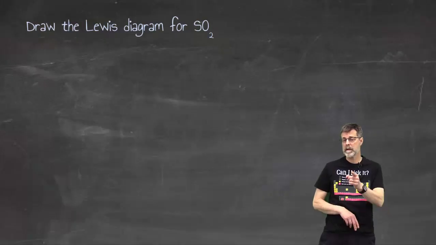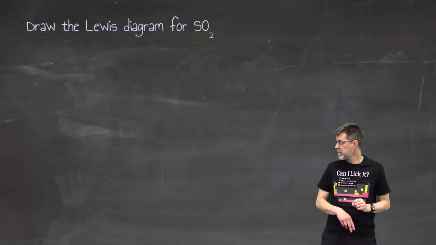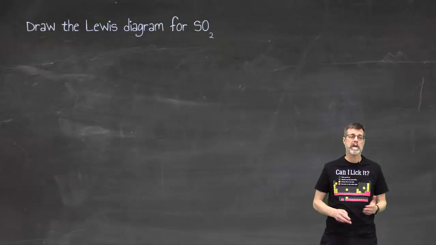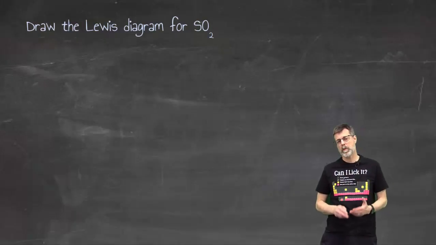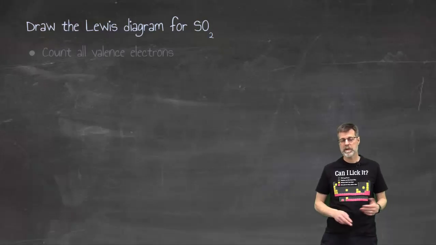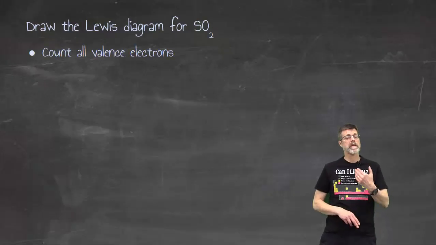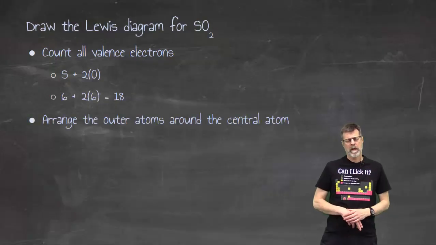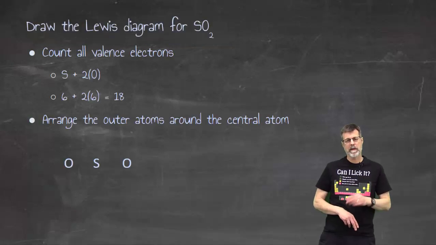Sulfur dioxide. Hello darkness, my old friend. That's the one that we started with, saying we needed a new way of doing Lewis diagrams because the old way just did not work. Does it work for this one? Well, I hope so. So I'm going to do exactly the same thing. Count my valence electrons. Arrange them around the central atom. Sulfur makes the best central atom.